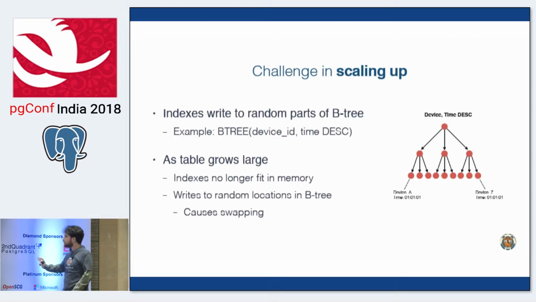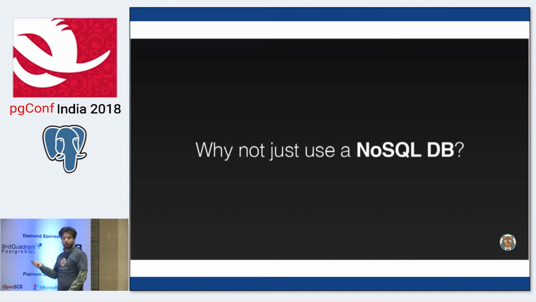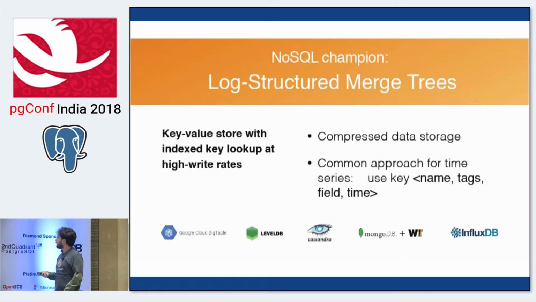So to summarize, the reason that traditional B trees don't work very well is because as your table grows large, and your B tree no longer fits in memory, you have to do a lot of swapping in and out of the disk. So then you might ask, well, NoSQL kind of solved this for us. This is the exact pattern they were optimizing for. So why not just use that?